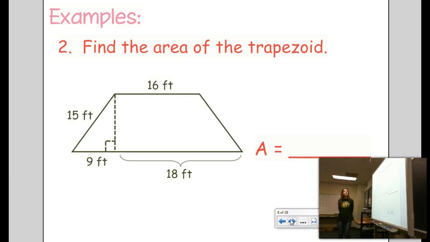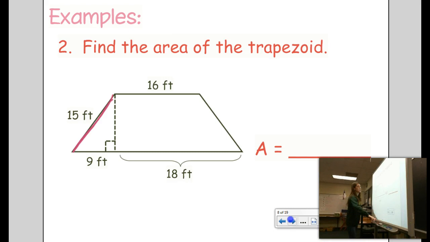Next problem. Find the area of the trapezoid. Add your bases. That's what you should do first. The bottom base is 9 plus 18. It's not just 18. The whole base. Asia, what's the height of that trapezoid? Nope, 15 is slanted, so that's the side, but that's not the height.